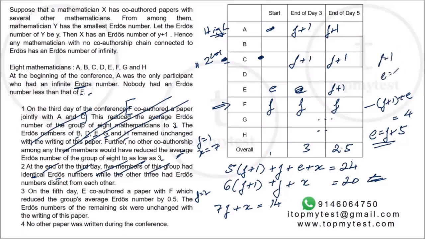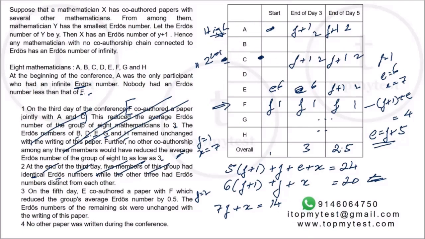So which means E should be equal to 1 plus 5, 6. X is equal to 7, which means the unknown guy is 7. Okay, so let me fill this up. This will be 2, 2, 2, 1, 2, 2, 6, 6, 1, 1. Okay, this is what I know as of now.